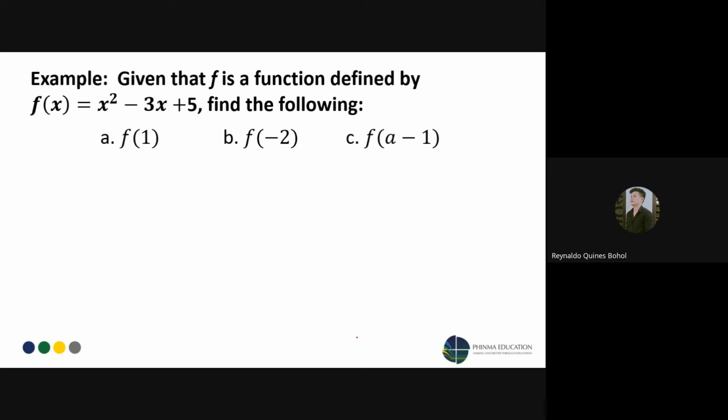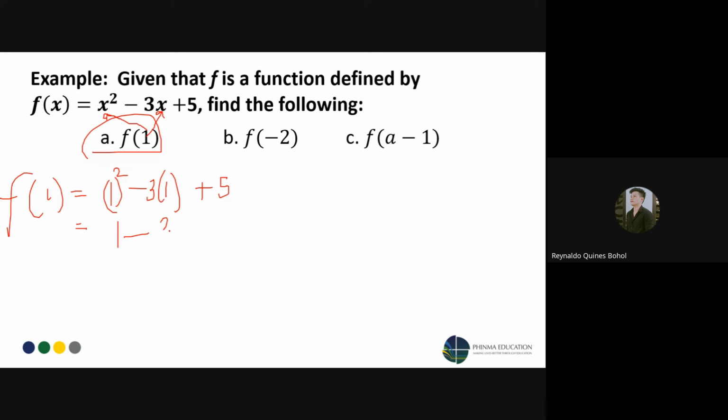So let's solve the function notation of A, which is x is equal to 1. F of 1 is equal to 1 raised to 2 minus 3 times 1 plus 5. Pag nag-evaluate na ako, lahat ng makikita yung x dyan, papalitan nyo ng 1. Then after substitution, don't forget to use the parenthesis. 1 squared is 1 minus negative 3 plus 5. The answer here is 3.